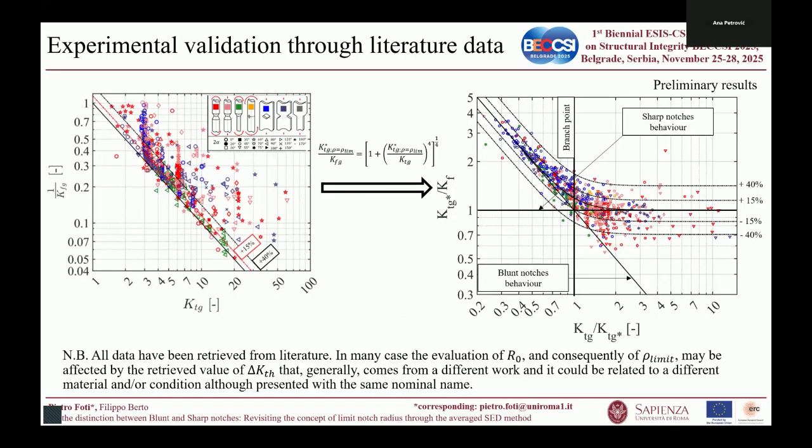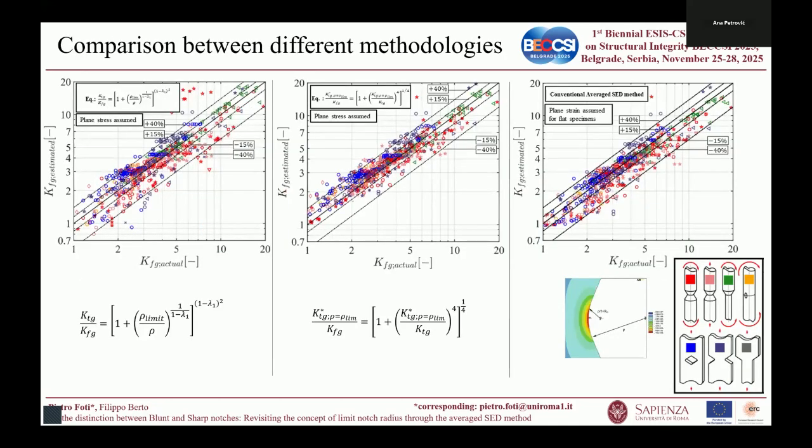As you can see, the condition that we have determined in terms of the notch radius appears able to distinguish the blunt notch behavior from the sharp notch behavior. Here you can see all the estimations that we have obtained by introducing this limit value for the notch radius, according to this first equation, this second equation that introduced the limit stress concentration factor, and finally also a summary of our fatigue database according to the conventional average density method. So the conventional way to apply this method.